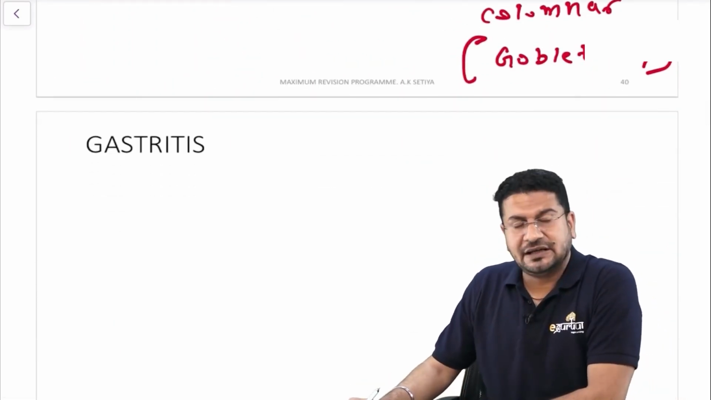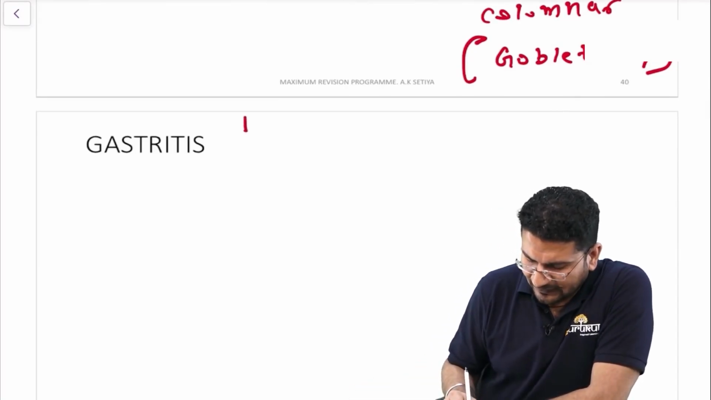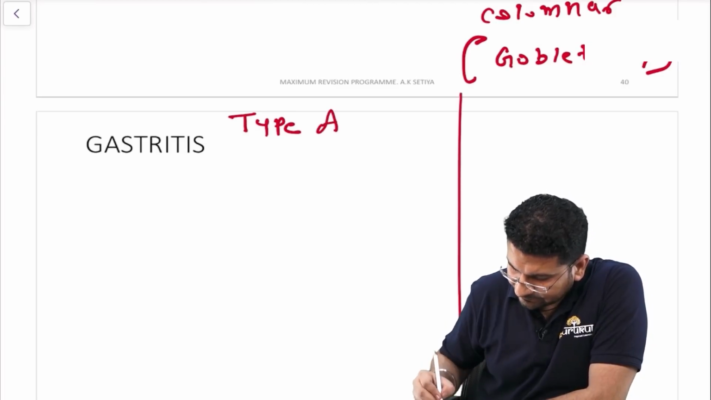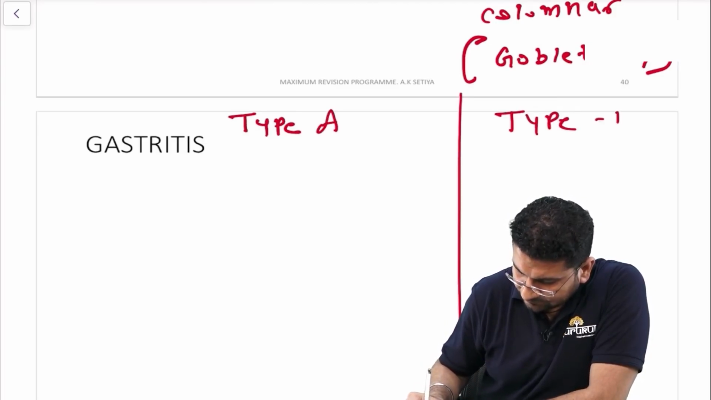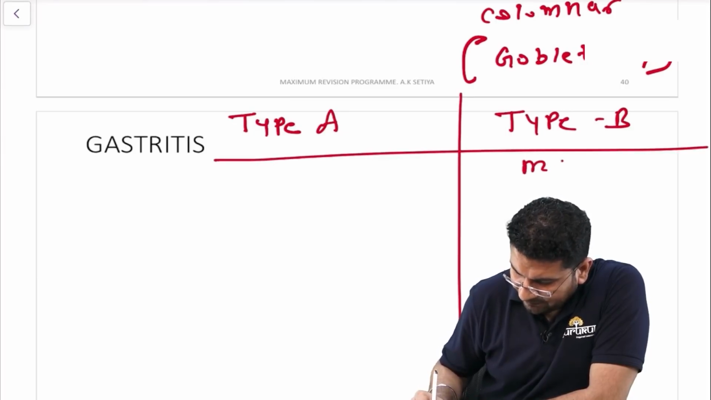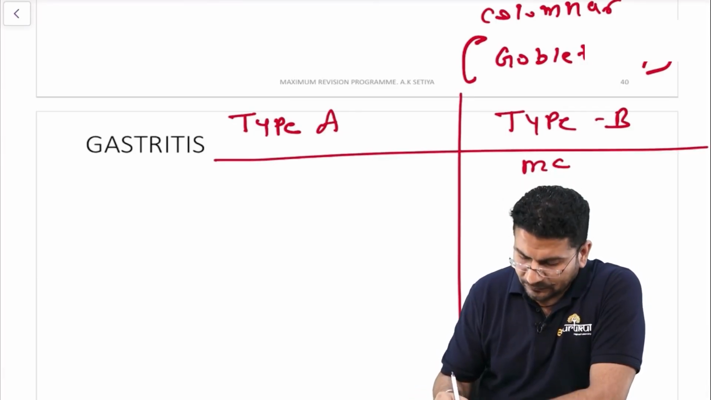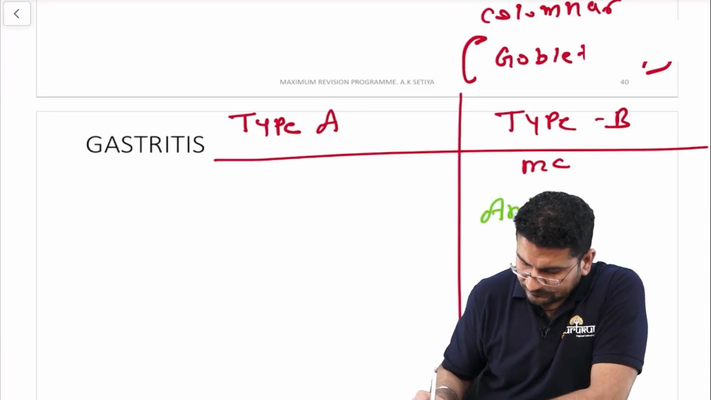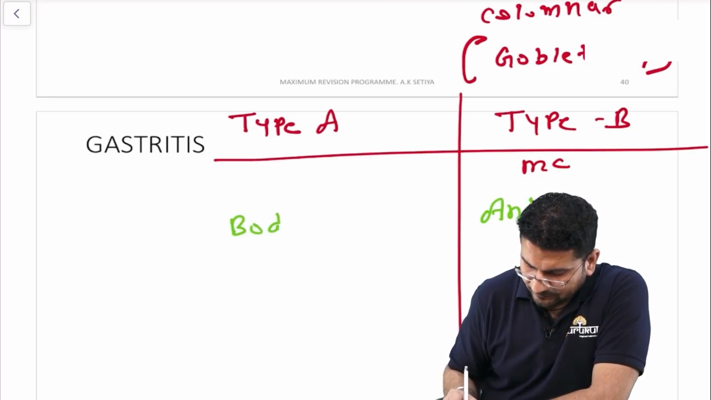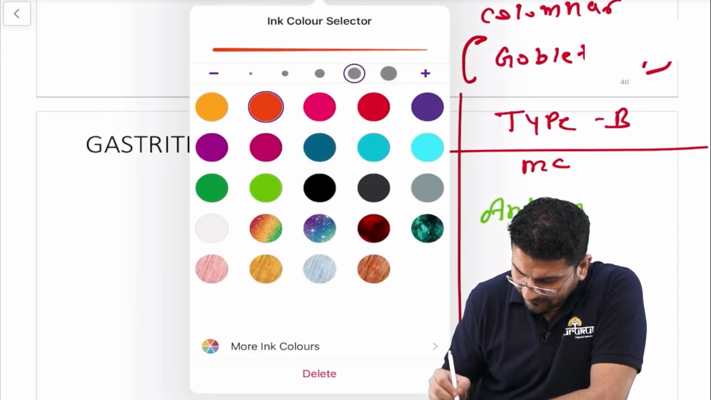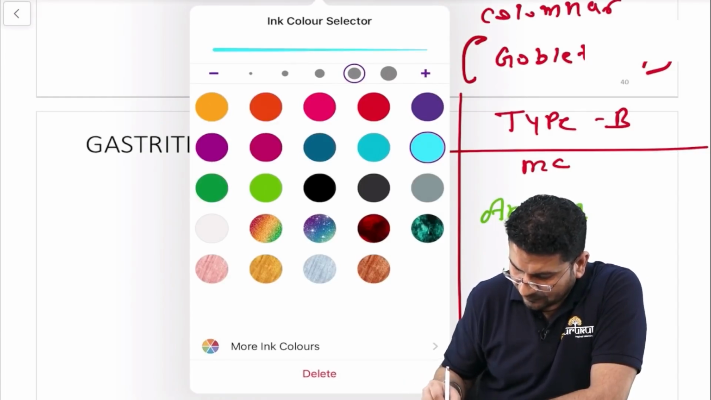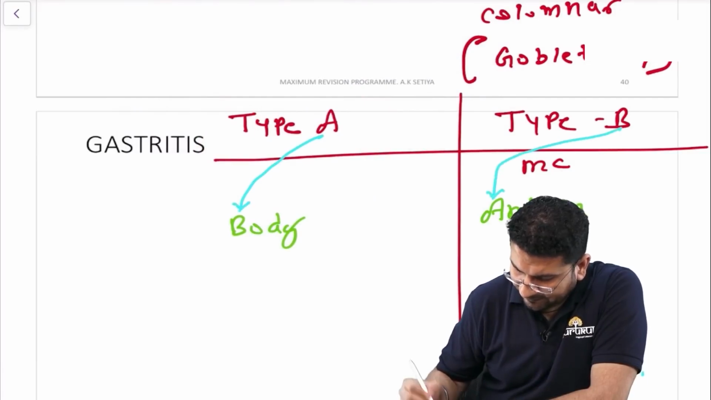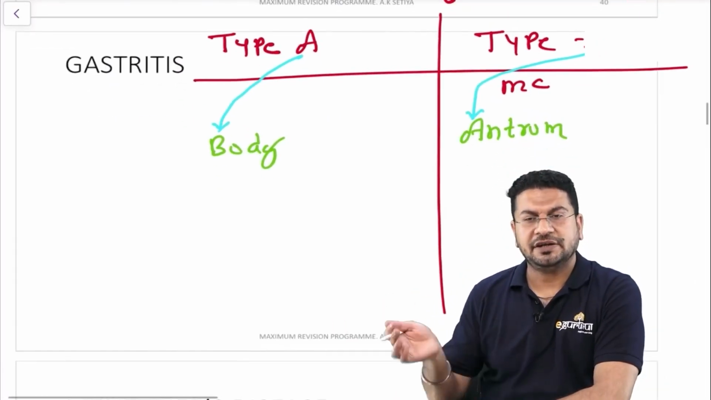If I say gastritis, we can have type A, type B, type C gastritis. So I am focusing on type A and type B. Most common is type B, type A is relatively less common. Type B mainly affects your antrum and type A mainly affects your body. So how to remember this? Look at the screen. Rule of A to B means A will involve body, B will involve antrum.